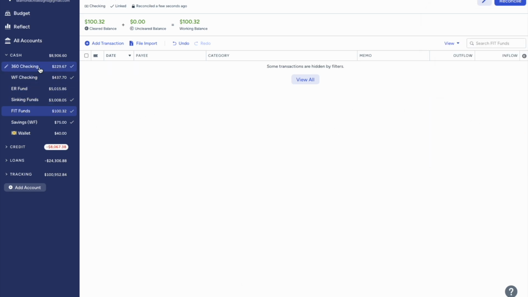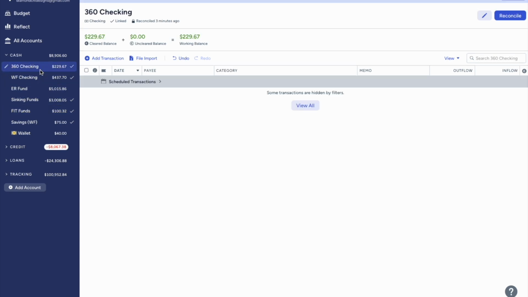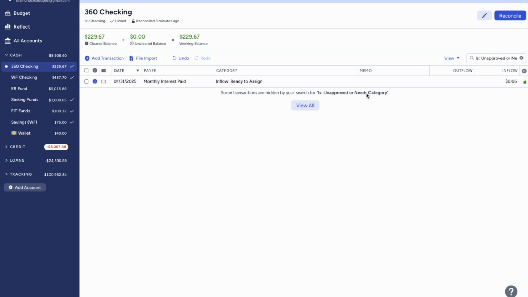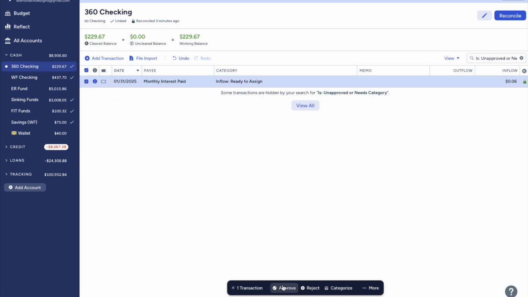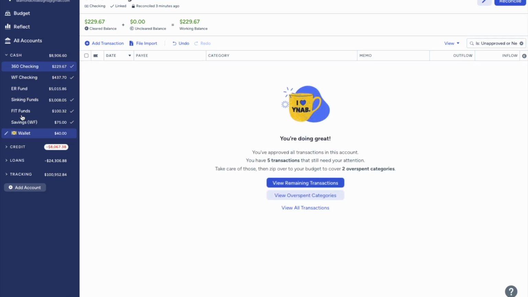I am going to go back to 360 checking because I see that there's still a dot there. So I'm wondering if I overlooked something and there was a transaction to approve. But this is a transaction that I've already reconciled for interest. So I'm just going to click on here and approve it. So that's it for all my cash accounts.